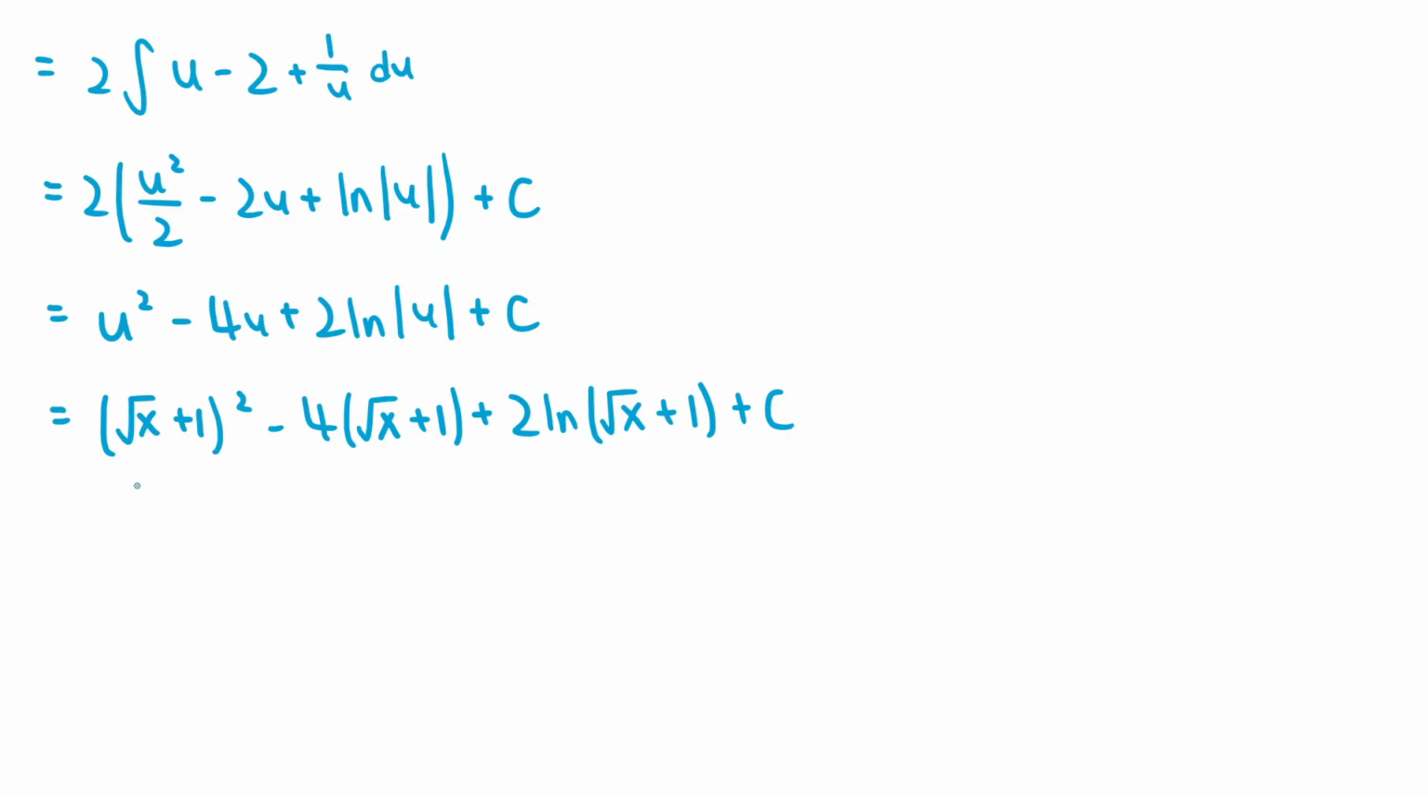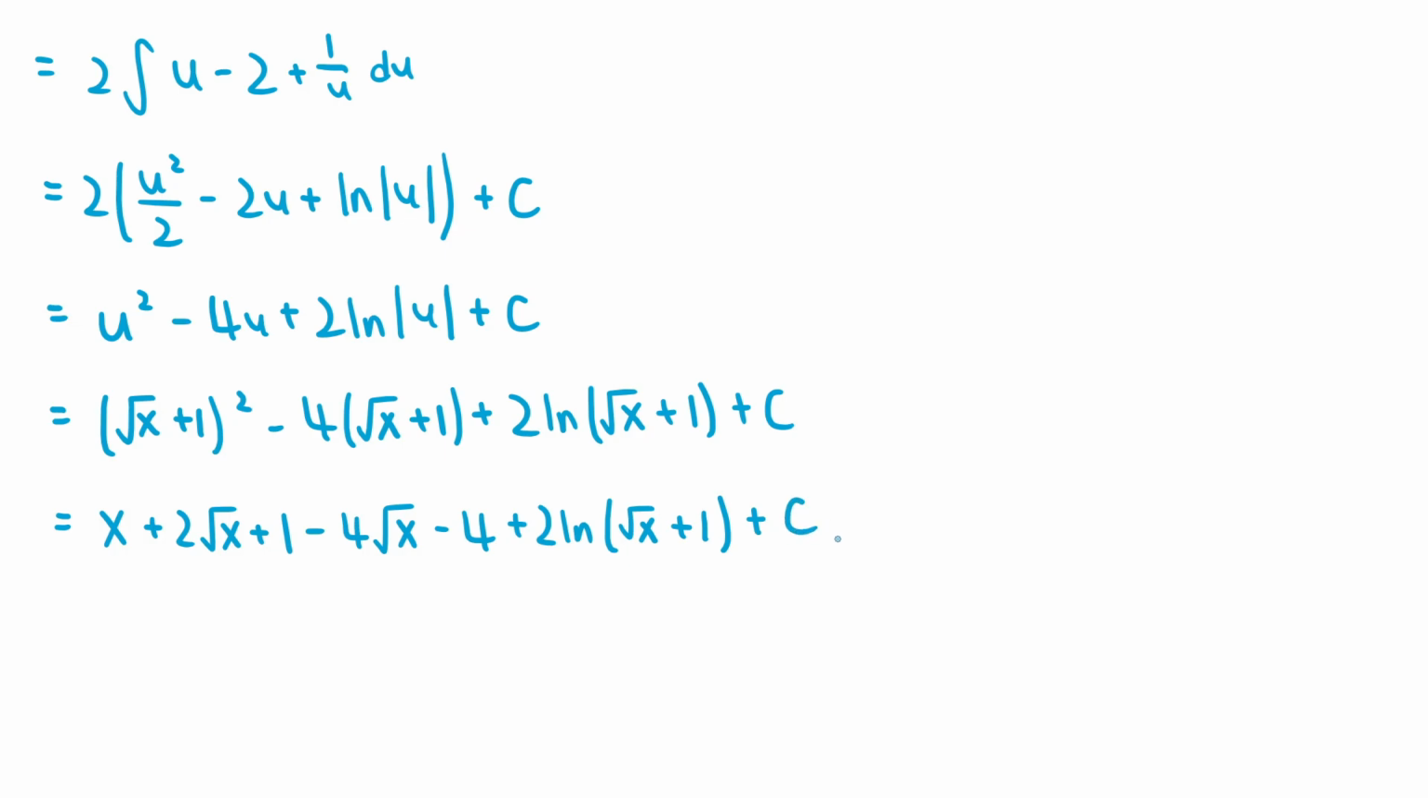If we expand square root of x plus 1 all squared, we get x plus 2 square root of x plus 1, and if we expand negative 4 times square root of x plus 1, we get minus 4 square root of x minus 4, and the plus 2 ln of the square root of x plus 1 stays the same, and we also have to add the constant of integration c. If we combine like terms, we get x minus 2 square root of x, and we can disregard the constant terms because that's covered by the constant of integration c. So we just need to add the 2 ln of the square root of x plus 1 term and add the constant of integration c.